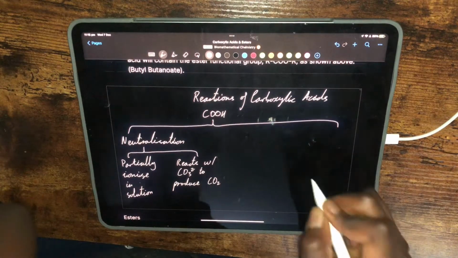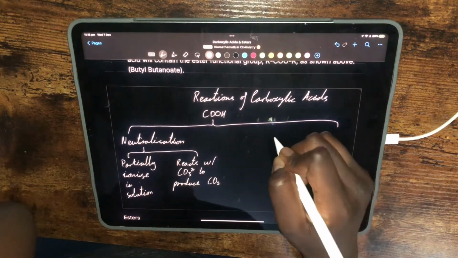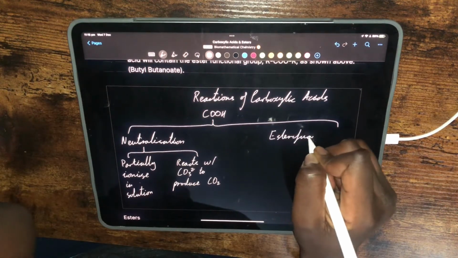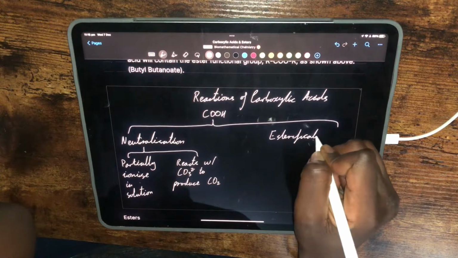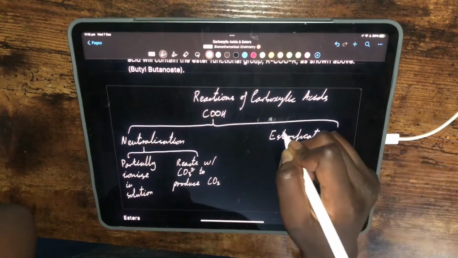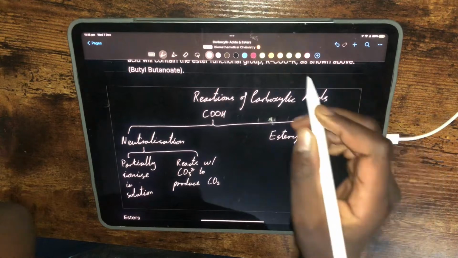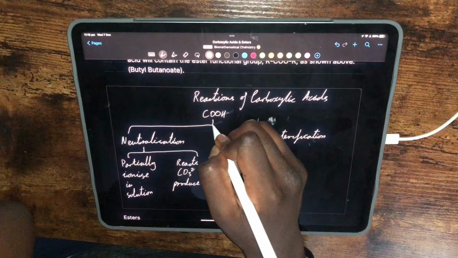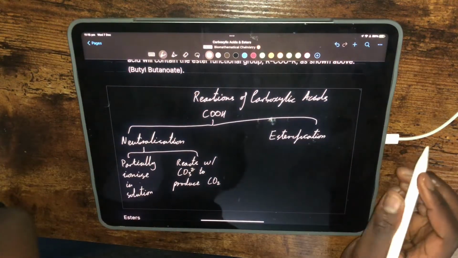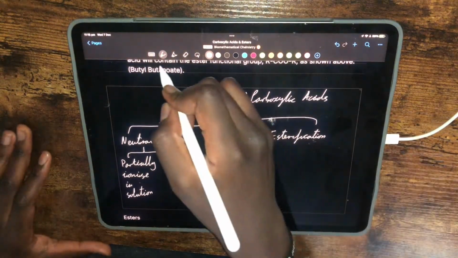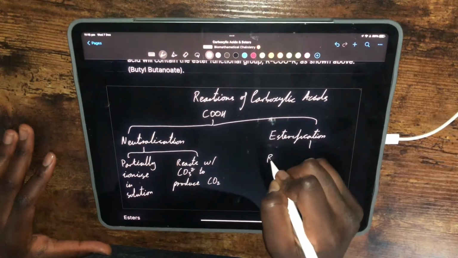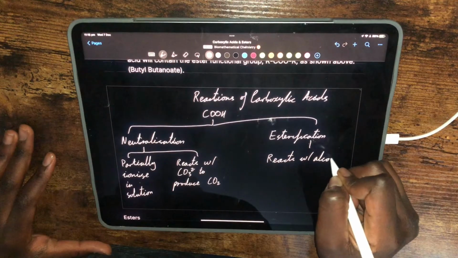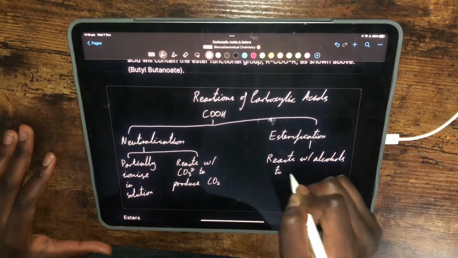And then lastly, the other thing they do is esterification. They can react with alcohols to produce esters. That's just really it, to be honest. Reacts with alcohols to produce esters.